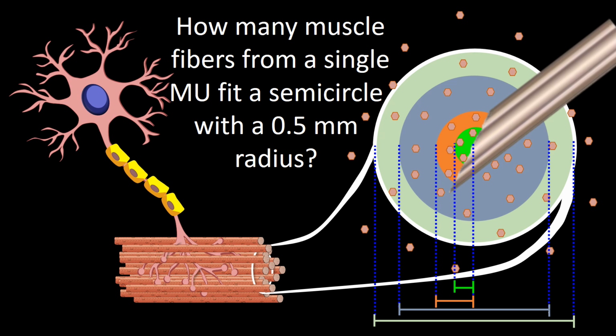So the answer to the question of how many muscle fibers from a single motor unit fit in a semicircular area within a 0.5 radius from the electrode surface would depend on the diameter of the muscle fibers, the density of the muscle fibers from the single activated motor unit in the territory closest to the recording surface of the needle, and the size of the recording surface of the needle.